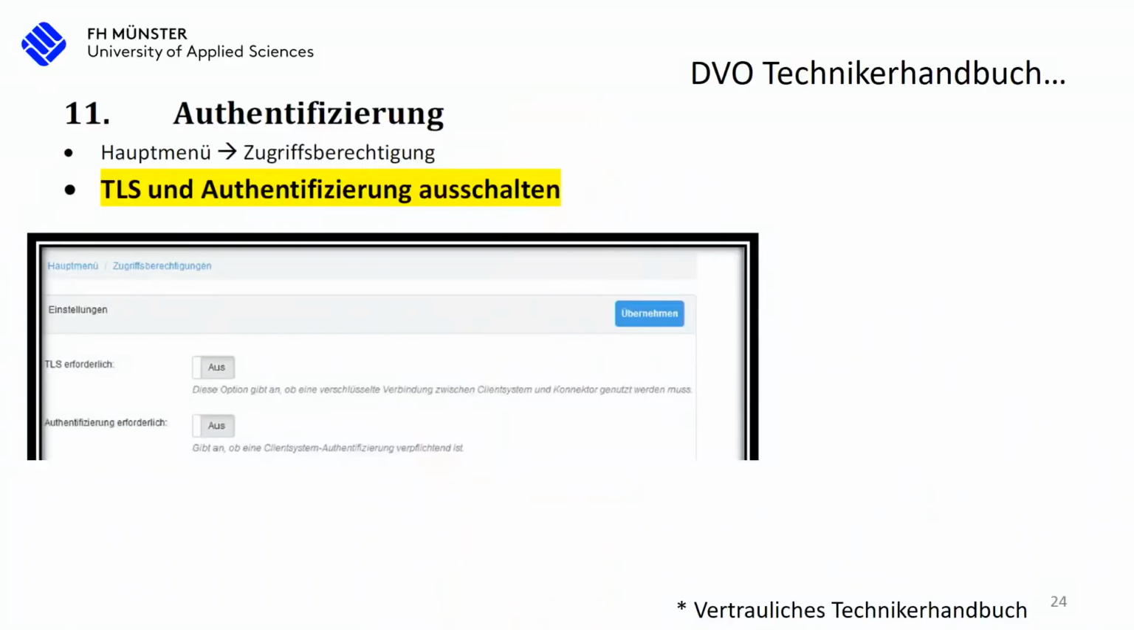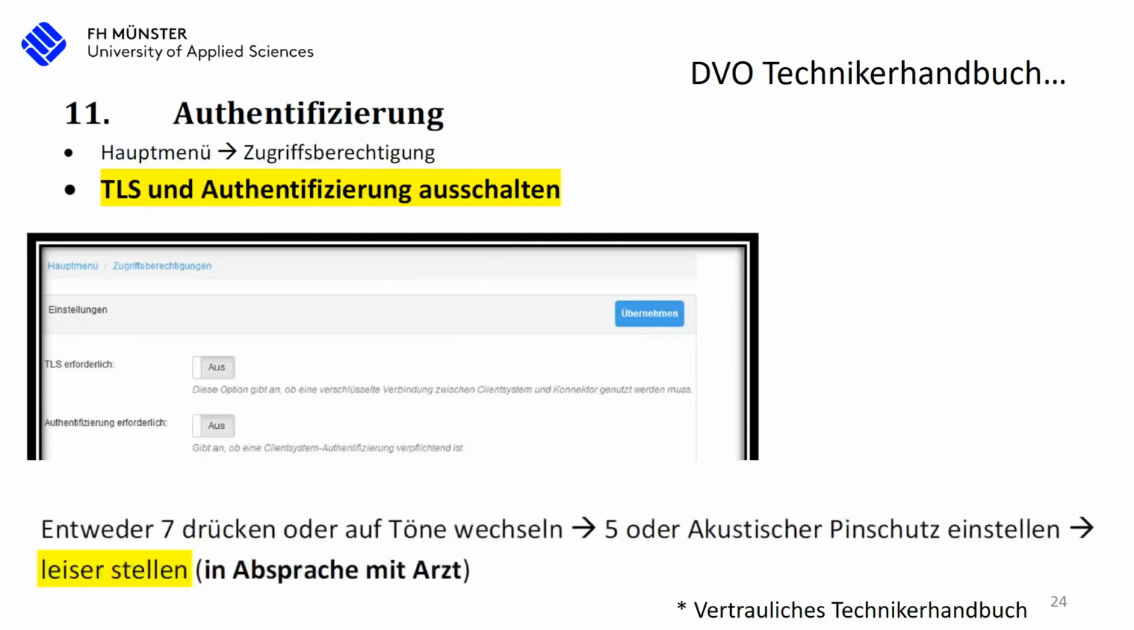But what happens? Where does he get this information from? So, for example, he has a handbook, and he looks inside, and there it's written, okay, turn off TLS and authentication, because it only creates problems. That is actually in the confidential technician handbook. But if it's written there, they will probably do it.